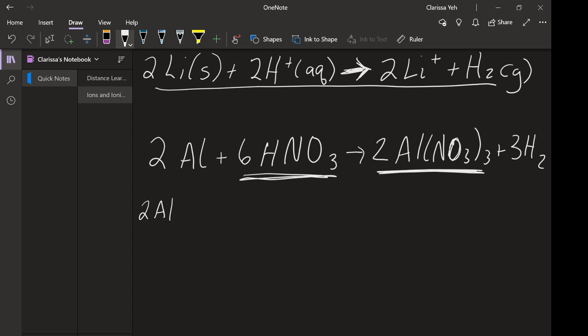So I'm writing my 2 aluminium. Aluminium is a solid. My H is going to be H+. Writing aq to show that it got dissolved. My NO3 is 1 negative. Writing aq to show that it gets dissolved. Aluminium, because this is balanced with 3 nitrates, I know that aluminium, and it's also in group 3, is going to be a 3+.